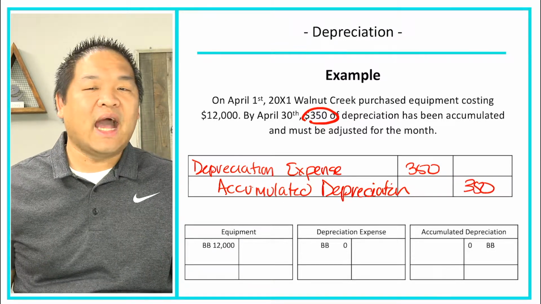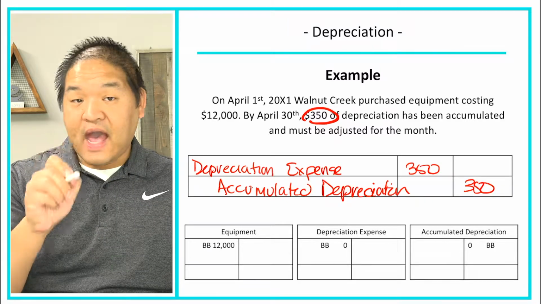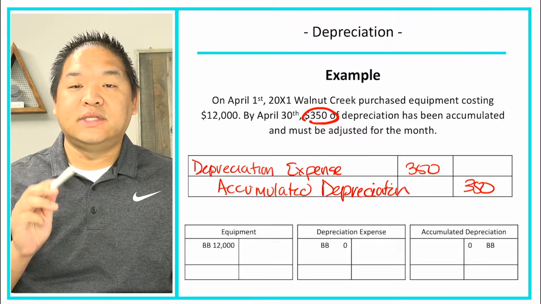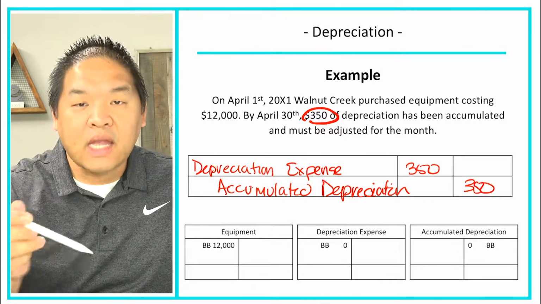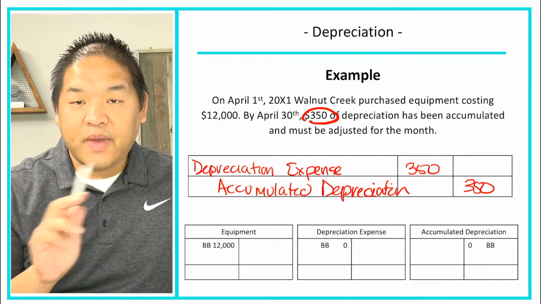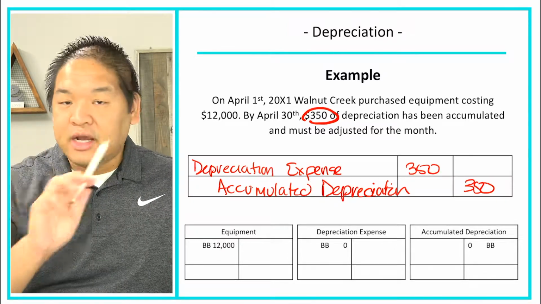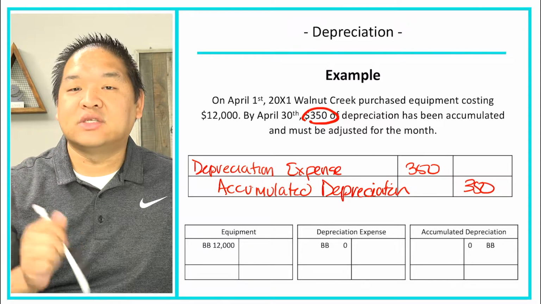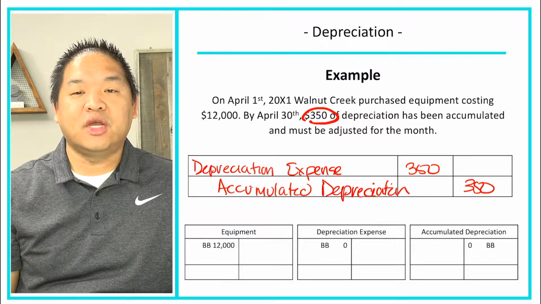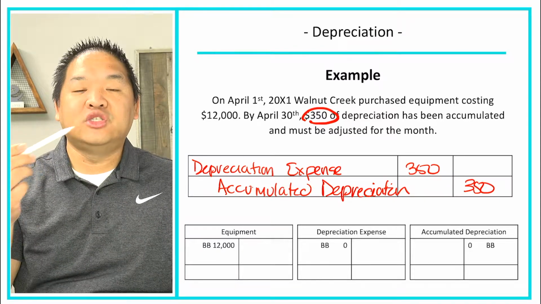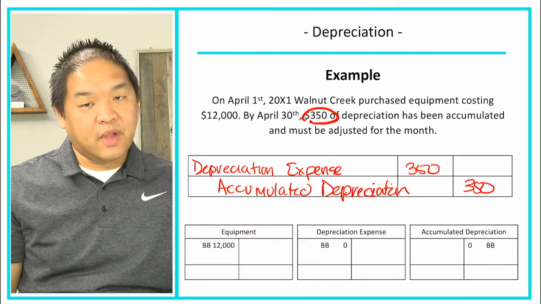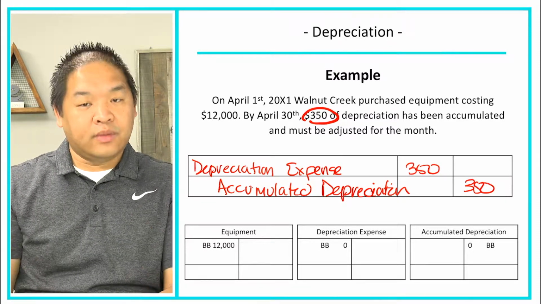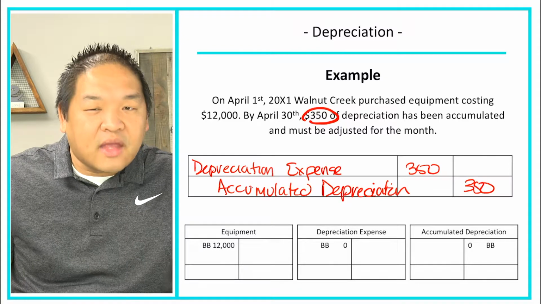Why don't we credit cash? Because the cash was already paid. When did we pay it? When we first acquired the asset. So we don't want to pay again, so we are not going to credit cash. In this case, we're going to credit accumulated depreciation, which is like what we do with supplies. We would credit supplies, the prepaid account. This would be the prepaid account, kind of.